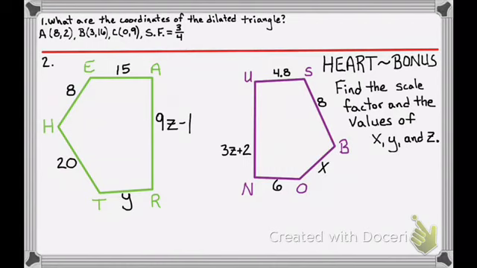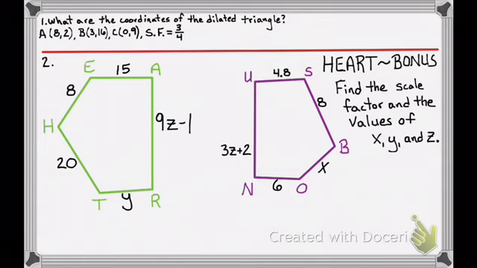So here are the first 2 problems. I've got one more problem on the next slide. First, what are the coordinates of the dilated triangle? A is at 8, 2, B is at 3, 16, C is at 0, 9, and the scale factor is 3/4. What are the new coordinates?